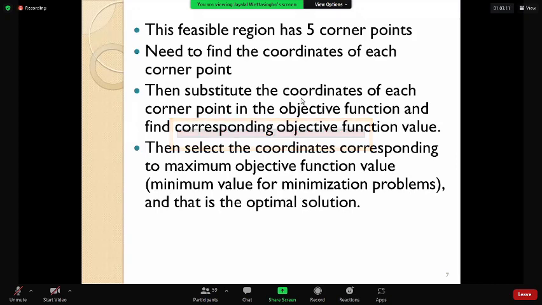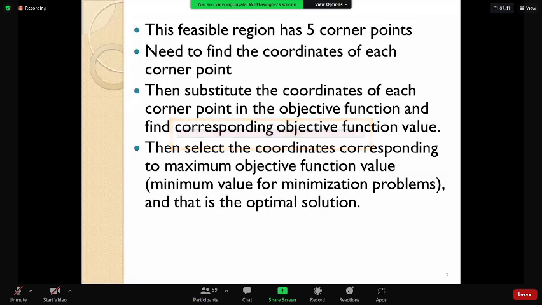The feasible region has corner points, so that we know. Then we need to find the coordinates of each corner point according to our theorem. Then substitute the coordinates of each corner point into the objective function and find the corresponding objective function values. Then select the coordinates corresponding to the maximum objective function value. So this is the method that I was just explaining.